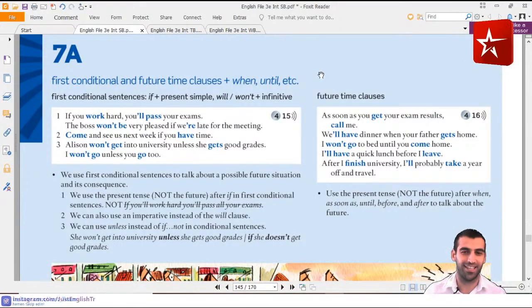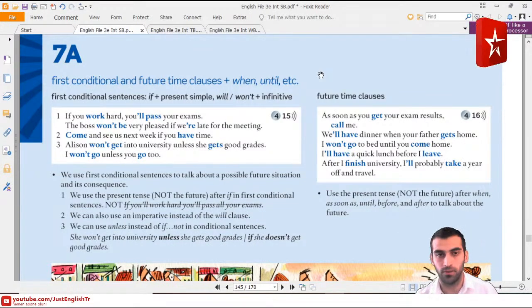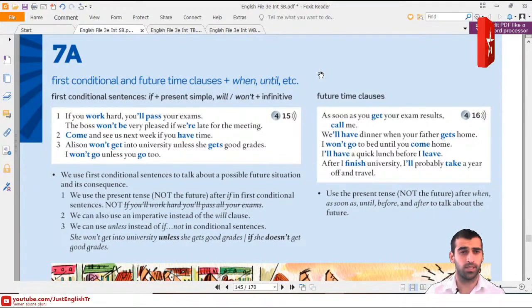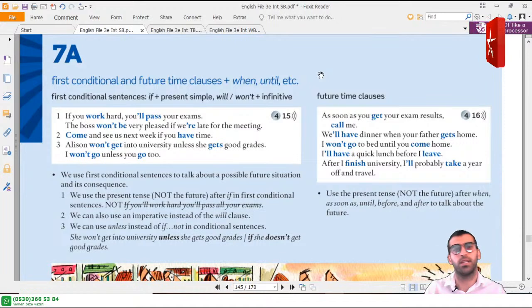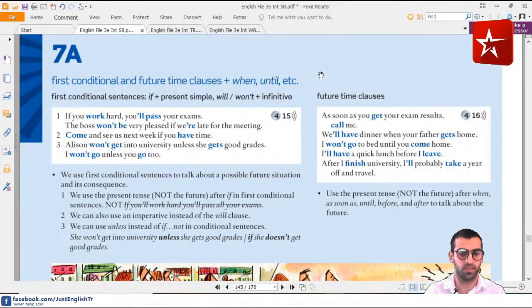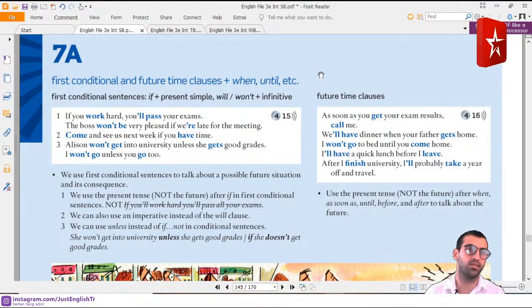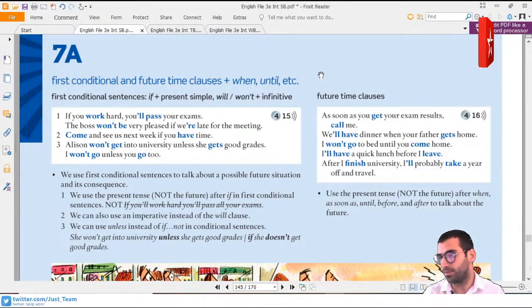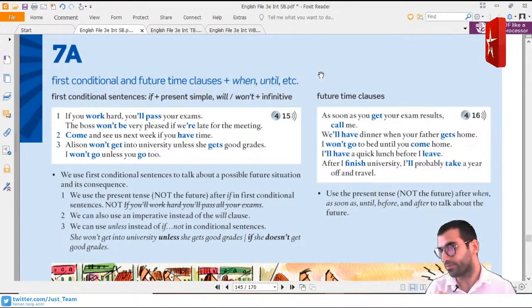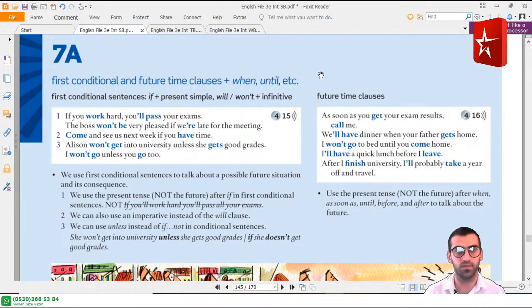Hello again. I'm here again, and we will continue with the second part of today's lesson. As you know, we are talking about the first conditional and future time clauses. In the first part of the lesson, I explained the grammar in more detail, and we had some exercises and some sentences for this conditional tense.